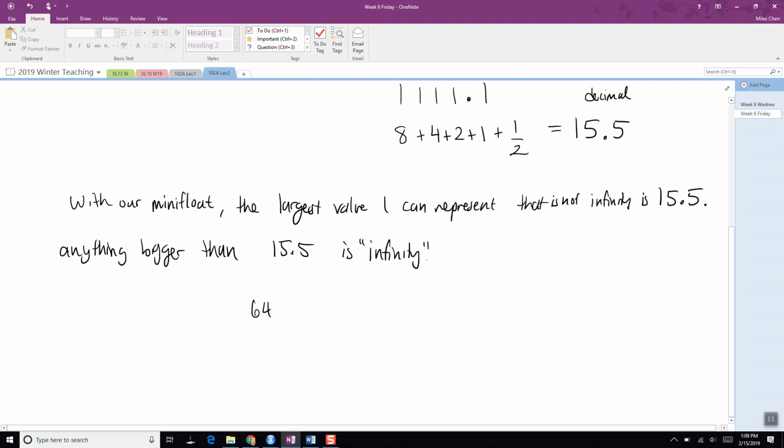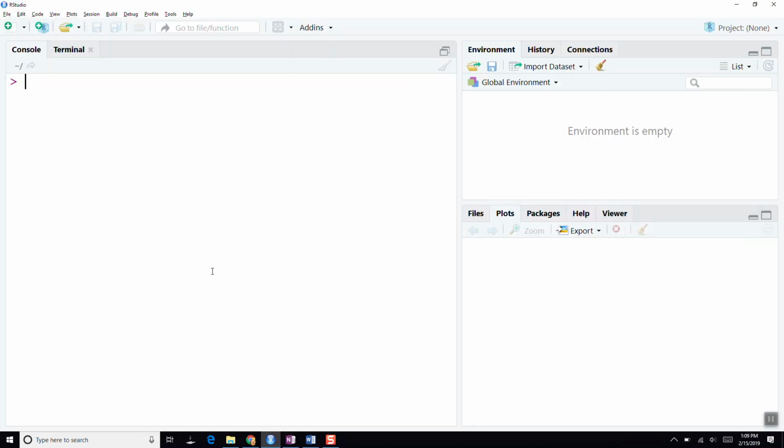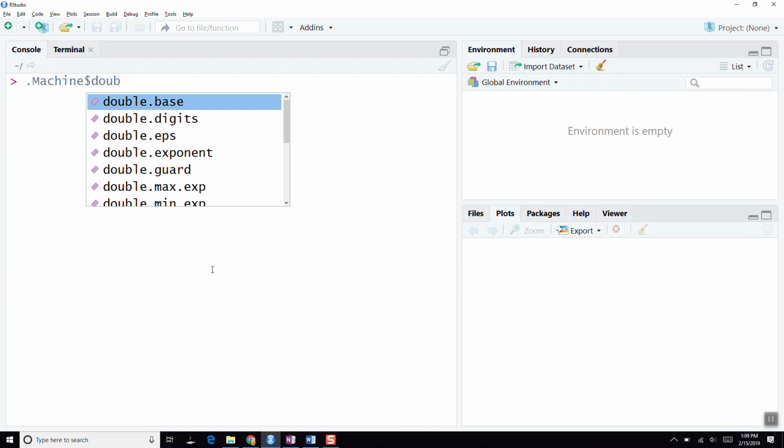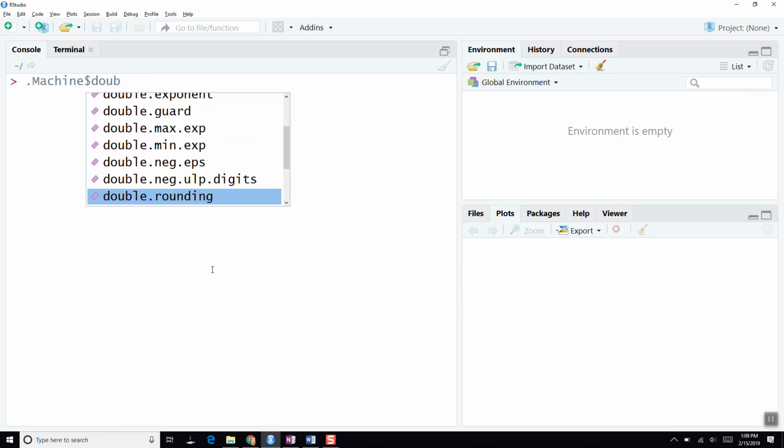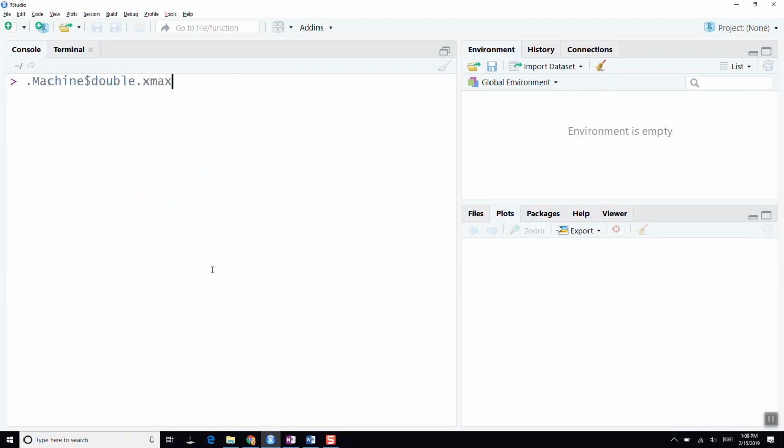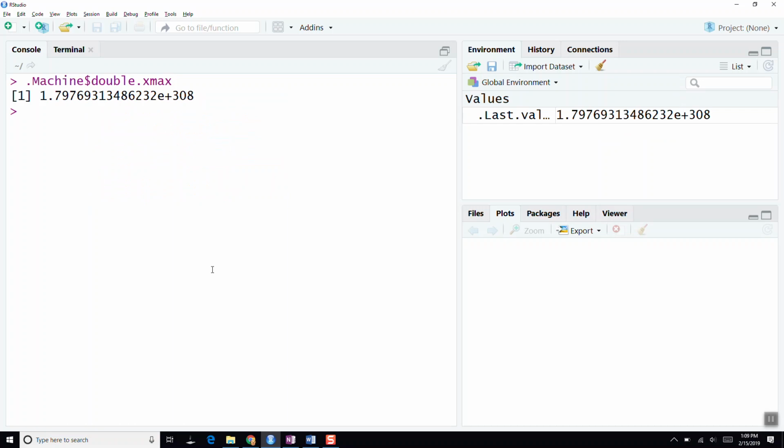So for 64 bits, in R, we have .Machine$double.xmax. This is the largest value I can represent that is not infinity. I can say .Machine$double.xmax, and this is the biggest number I can represent.